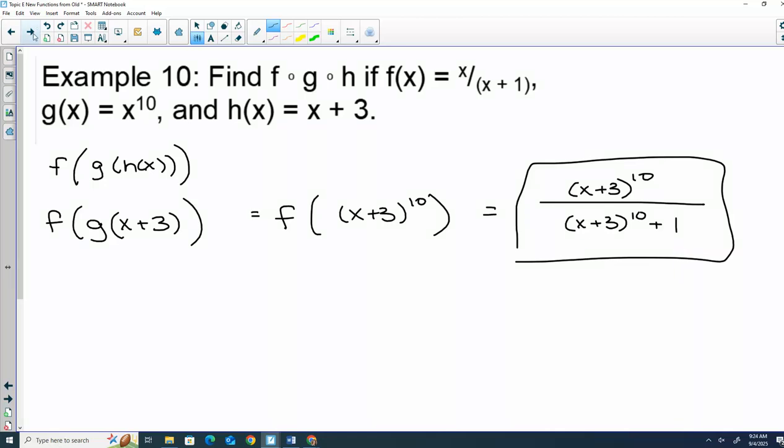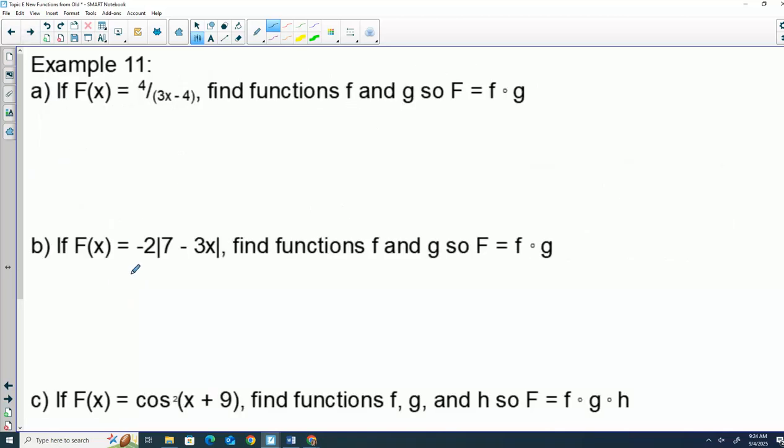Last thing. If I give you the answer to a composition, can you work backwards and figure out what the original functions might have been? Okay, on these, there's sometimes more than one correct answer. So there's not only one possibility. We're just trying to find one of them. So what this says is when I do f composed with g, I got 4 over 3x minus 4 for my answer. We need to know what was g of x and f of x to start with.